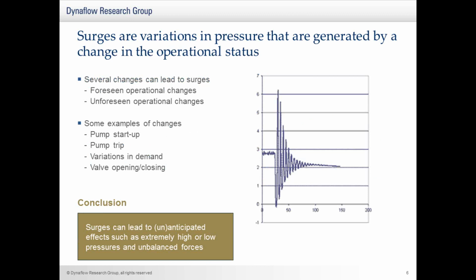So surges are variations in pressure that are generated by a change in the operational status in the system. This could be foreseen operational changes like pump startup or valve closure, or unforeseen operational changes like pump trip, for example. Surges can lead to unanticipated or anticipated effects such as extremely high or low pressures and unbalanced loads.